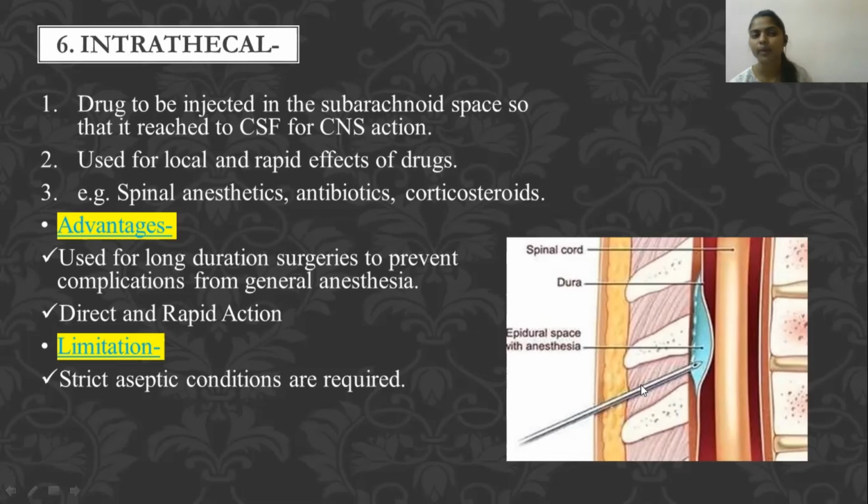There are some advantages, like drugs for long duration surgery, preventing the complications from general anesthesia, and direct or rapid action. The limitation is that strict aseptic conditions are required.